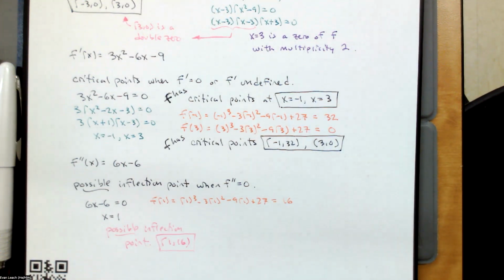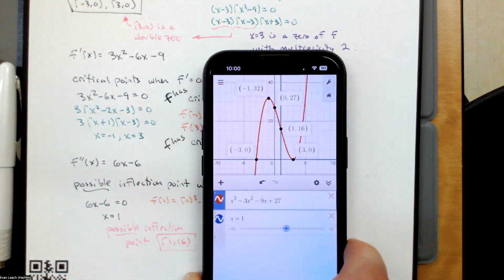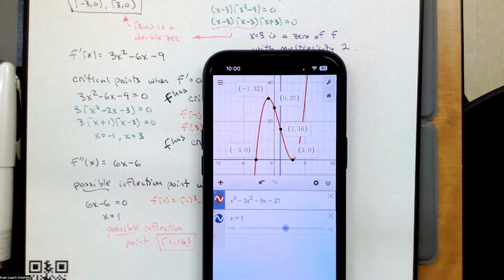I had to put a vertical line at x equals 1 because Desmos does not naturally point out where your inflection points are.